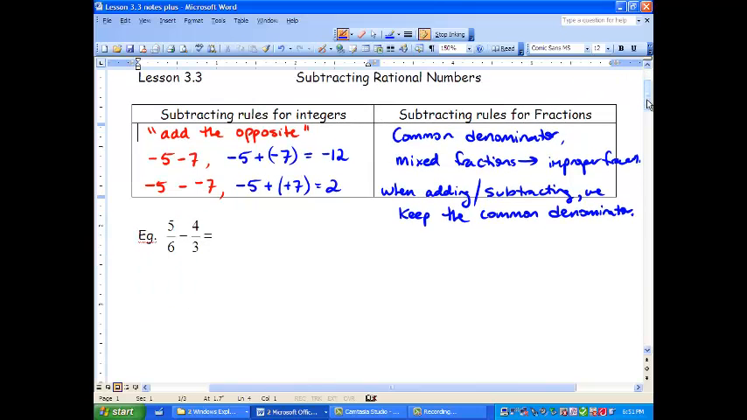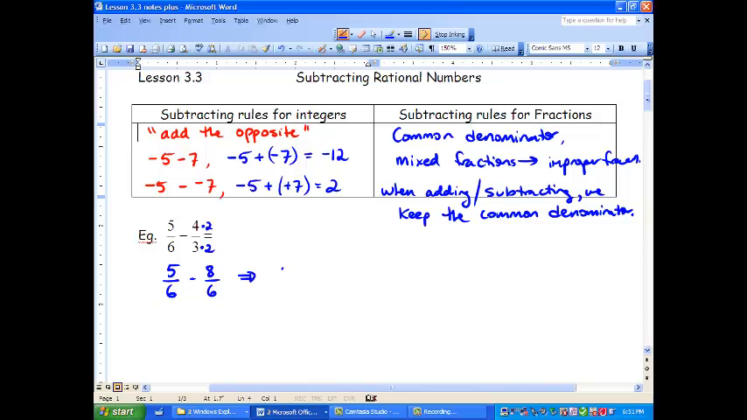This says 5/6 minus 4/3. Well, we need to get a common denominator first, and our common denominator here is going to be 6. So we're going to multiply this side by 2, and whatever we do to the top and bottom, we have to do to either one. All right, so we're going to get 5/6 minus 8/6.